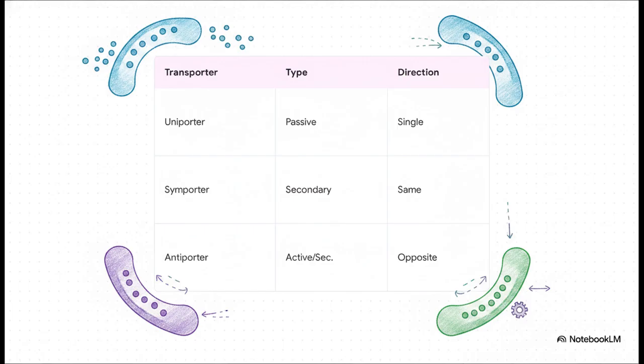Then you have an antiporter. This couples the downhill flow of one species to push another in the completely opposite direction. This acts as either primary or secondary active transport, depending on the situation.